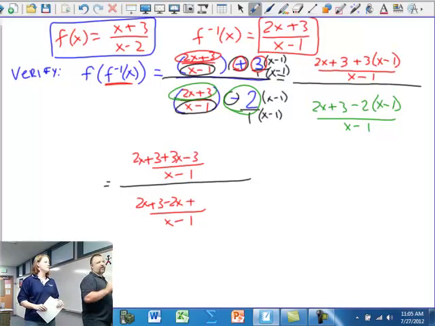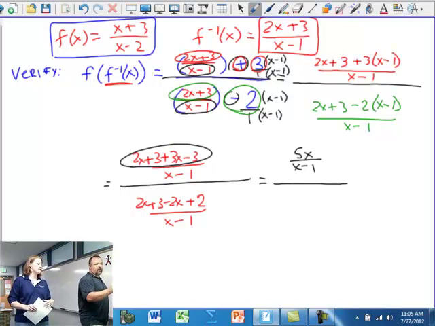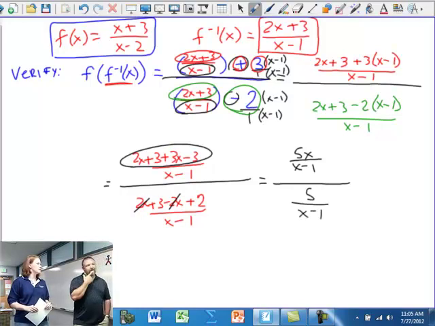Okay, now let's clean this up. What does 2x plus 3x minus 3 make? 5x. 5x over x minus 1. Well, that's better, divided by, well, the x's cancel, so 5. This cancels with this, and we get 5 over x minus 1. Now, how do we divide fractions by fractions?